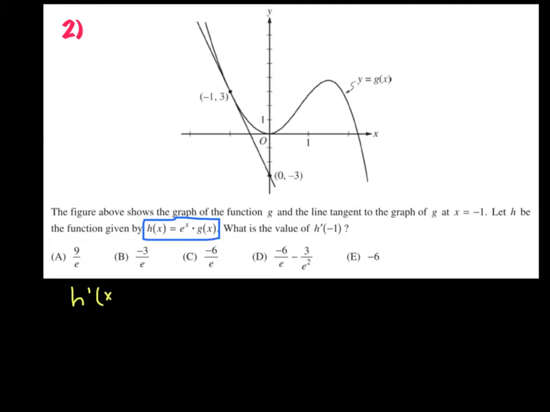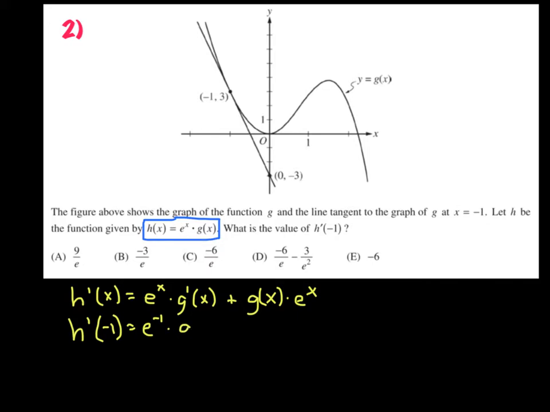So h prime of x is equal to, clearly that's a product, so I'm going to do first times the derivative of the second, g prime of x, plus the second, g of x, times the derivative of e to the x, which is still e to the x. Now we need to evaluate that at -1. So e to the -1, or 1 over e, times g prime of -1, plus g of -1 times e to the -1. There's nothing more I need to do with e to the -1, okay? But what is this g prime of -1 and g of -1?